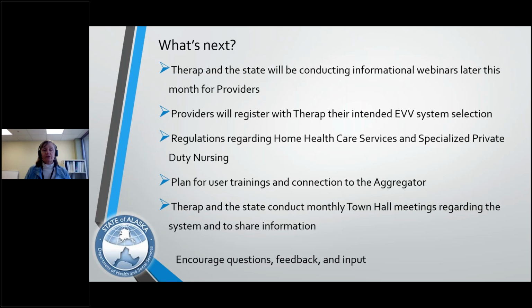As Tracy mentioned, the regulations work has started, and it's following the standard process, so we can't really talk about that except that the public comment period will be open, and we will provide a link at the end of these slides. We have links with contact information and how to engage with us and how to engage in that public hearing process. We have a plan for user trainings and connections to the aggregator, so that's one of the things that we will work with you on. And then TheraP and the state conduct monthly town hall meetings regarding the system and to share information. So if you're not signed up or hooked into TheraP, it's a good way to start to gather, come to those monthly town halls. We go over a lot of information there, and hope to encourage our questions, feedback, input with those.